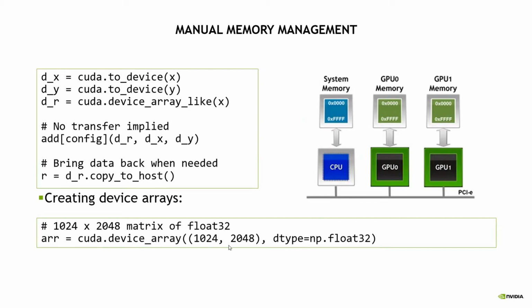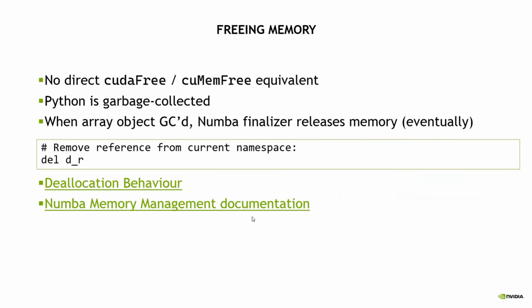You also don't need to have an array on the host to be able to create one on the device. You can just use the device array constructor and give it something like the shape and the data type that you want to create. So here we're creating a matrix of float32 values. That's how you allocate memory on the device.